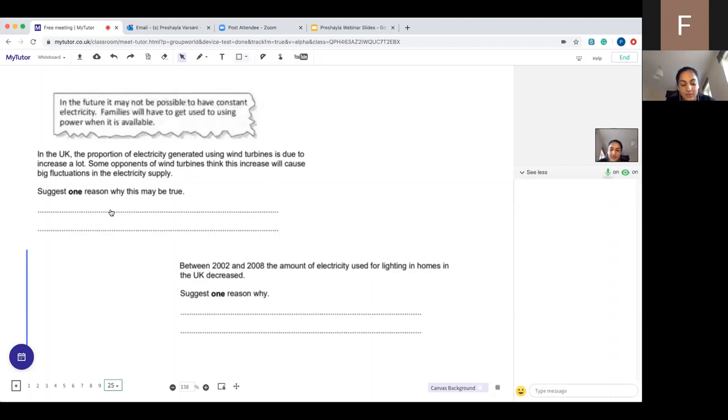And have a think about the other question as well. Between 2002 and 2008, the amount of electricity used for lighting in homes in the UK decreased. Why might this be? One more minute to have a think about that.